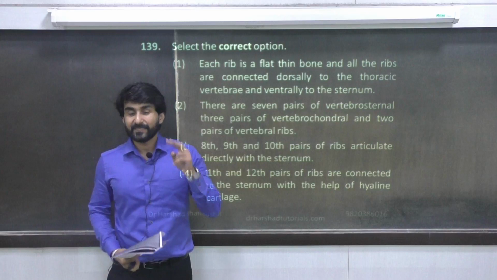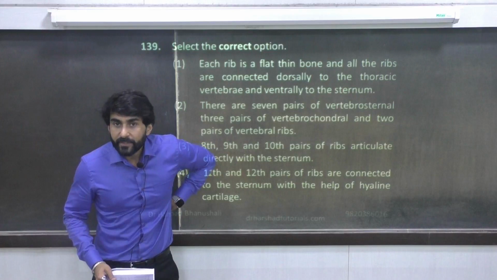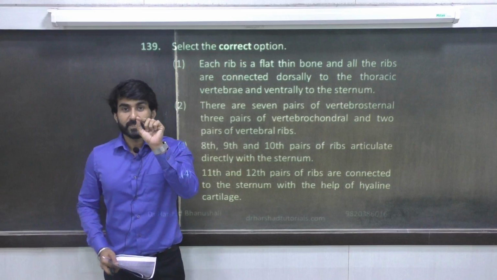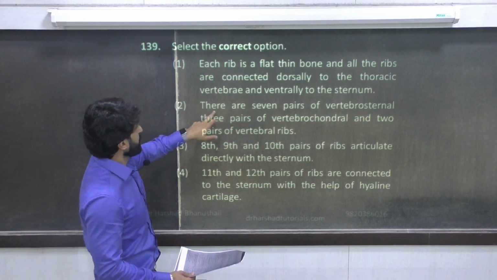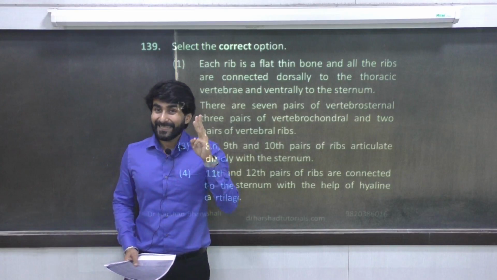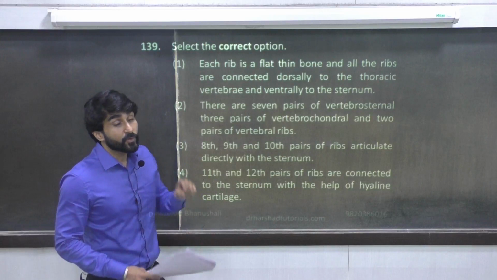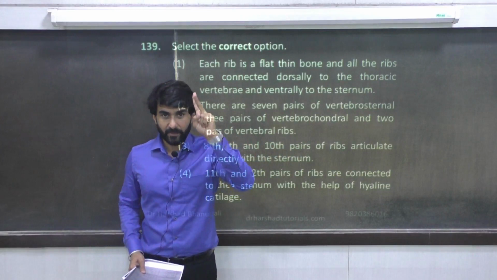True ribs go from the vertebral column up to the sternum, so they are called as vertebrosternal ribs. Now, these vertebrosternal ribs can also be called as true ribs. So you have your vertebrosternal 7 pairs of ribs. Then 8, 9, 10 go to the cartilage of the 7th rib, so they are called as vertebrochondral ribs. You have 3 pairs of vertebrochondral, that is 8, 9 and 10.